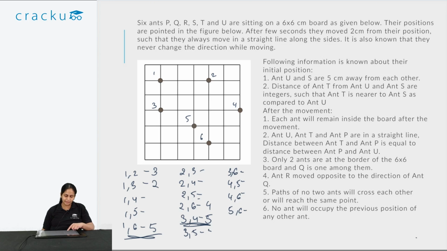So this is 3, this is 4. So S, T, U can be 1, 2 and 6. So this can be T, and S can be one of these two, and U can be the other one. So this is possible over here.